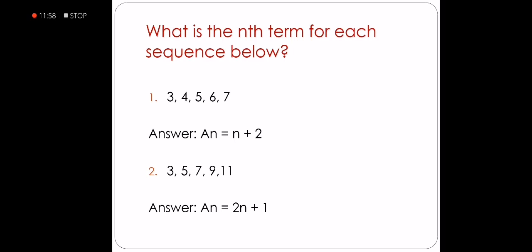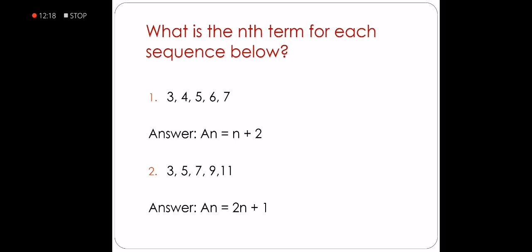Para malaman nyo kung tama yung sagot ninyo, you just have to substitute each term at kapag lumabas yung value ng each term na yon doon sa sequence na given, then your answer or your nth term is correct. So, this time, ipapakita ko na lang sa inyo kung ano-ano yung mga nth term ng given activities.